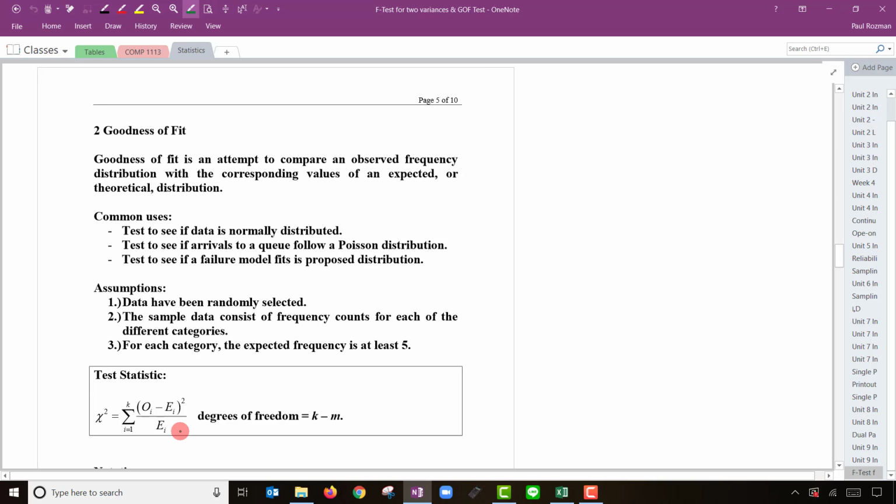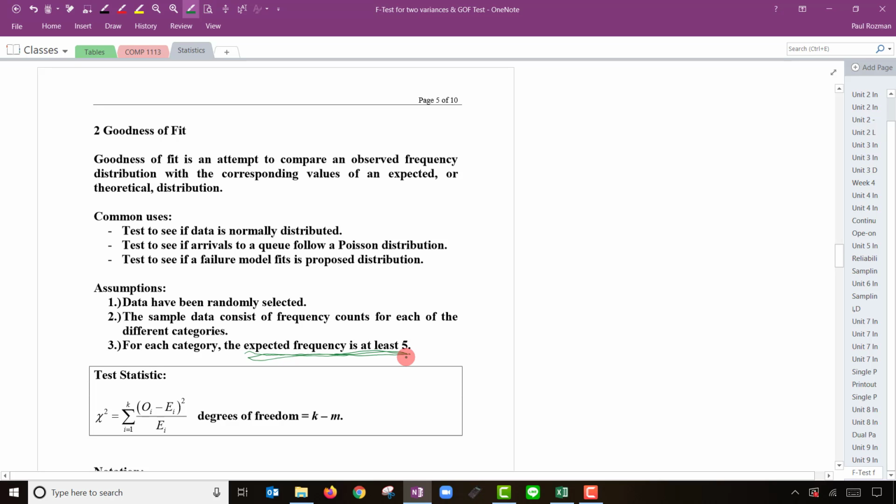The conditions for this are random data. We'll have frequency counts. Basically, you're making a histogram and you're comparing it to the histogram that you'd expect to happen under those same conditions. And the only thing we need to meet is that our expected frequencies are all at least 5. And even when they're not, there's a little trick we can do to make that happen anyway.